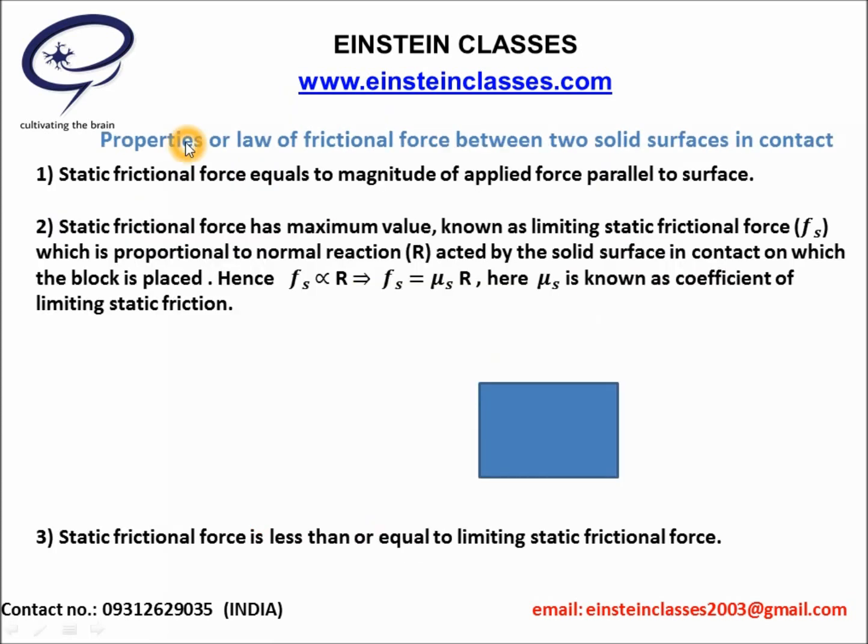Now, on the basis of the experiment performed, we can define certain laws of friction between two solid surfaces in contact. The first law is that static friction force equals the magnitude of the applied force parallel to the surface, as you have observed. The second is that the static friction force will have a certain maximum value, and this maximum value is known as the limiting static friction force. Now, this limiting static friction force will be proportional to the normal reaction.